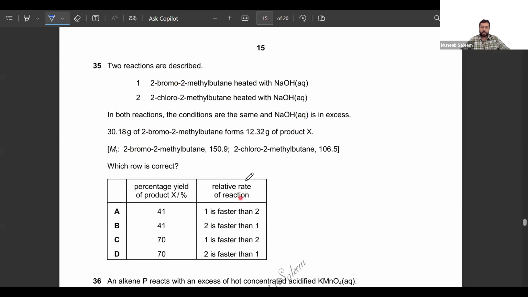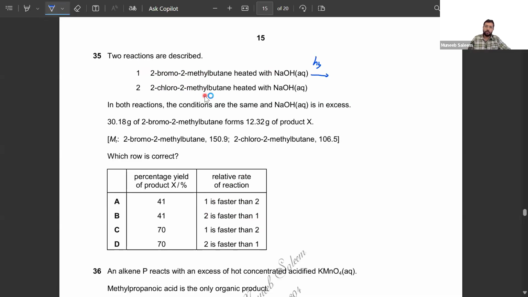First of all, let's look at the second column, the relative rate of the reaction. 1 is faster than 2 or 2 is faster than 1. 1 is the reaction between 2-bromo 2-methylbutane with NaOH, and second was 2-chloro 2-methylbutane with NaOH. Now, basically, if we remember, these reactions are indicating the hydrolysis of the compound, especially hydrolysis of the halogen compounds. And that means it is the nucleophilic substitution reaction.